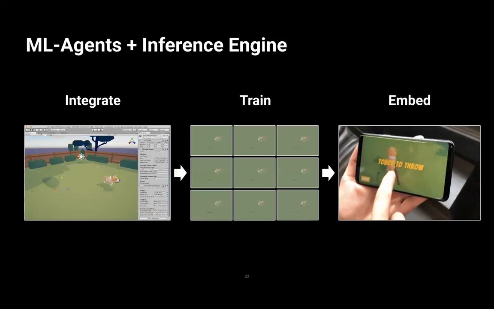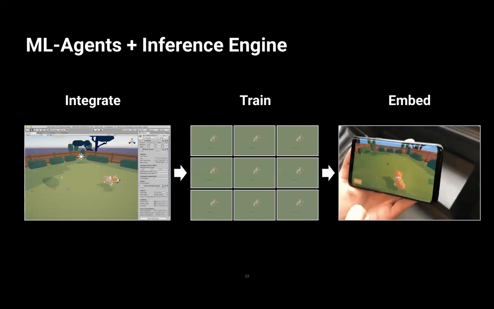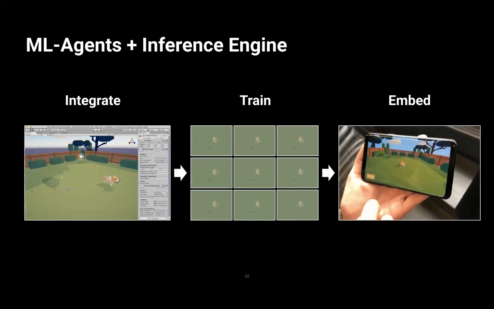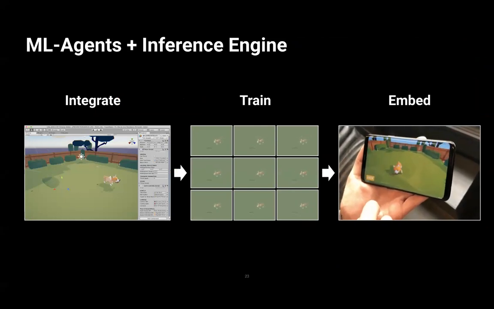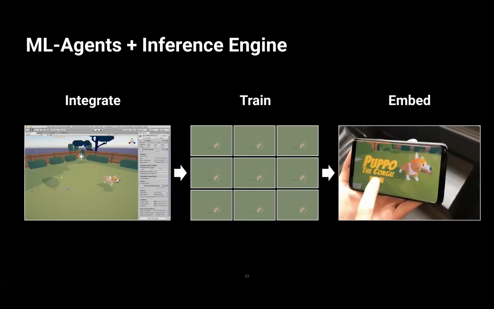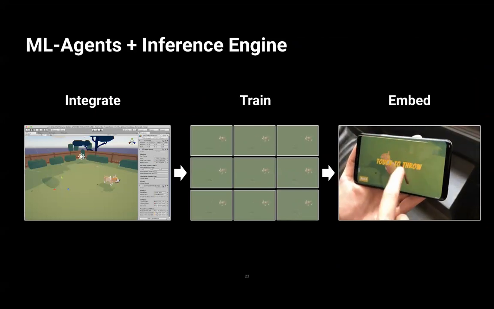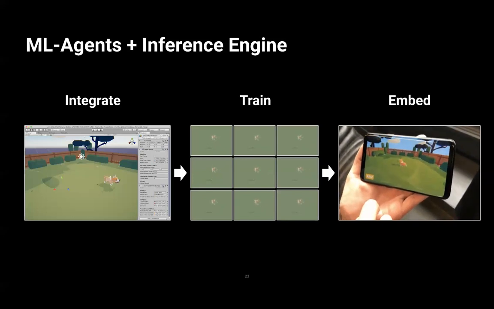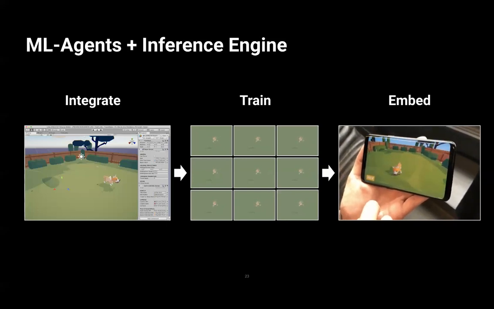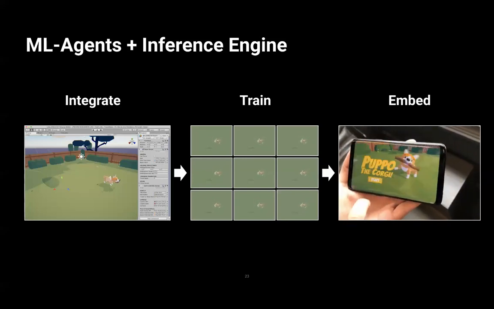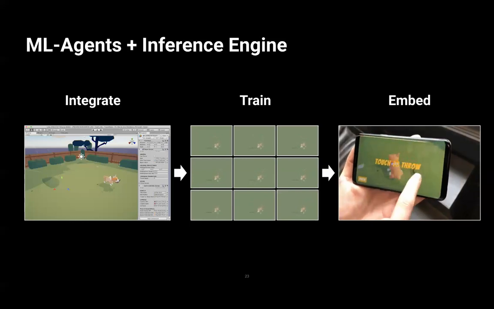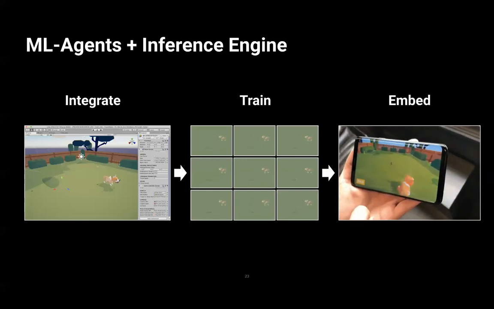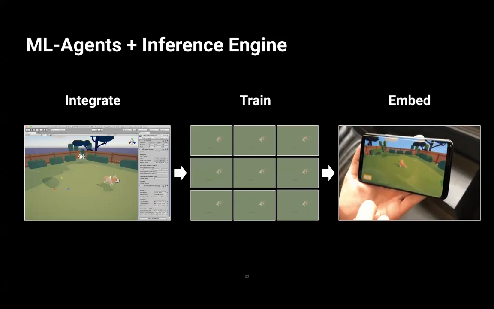So here's the process. You first build a game or a scene or a simulation in Unity. You integrate ML agents into it. And that lets you train agents inside your environment. And finally, you can take those trained agents and embed them into your game. Or sorry, embed them into the build of your game and deploy it wherever you want.